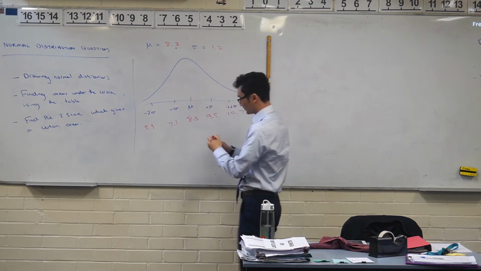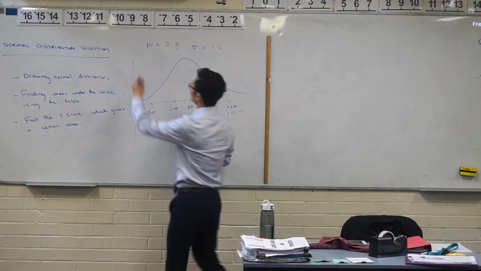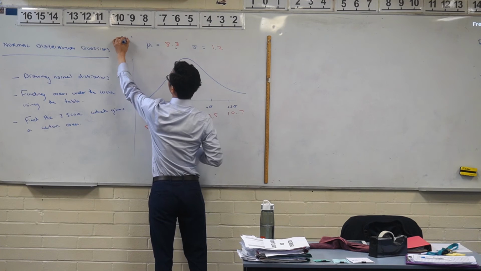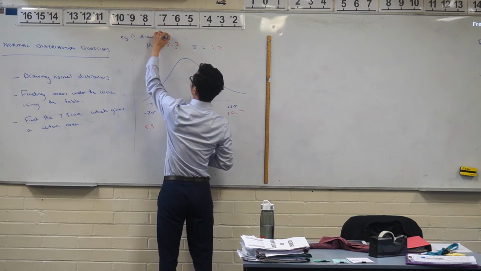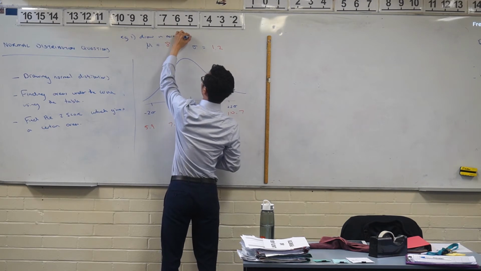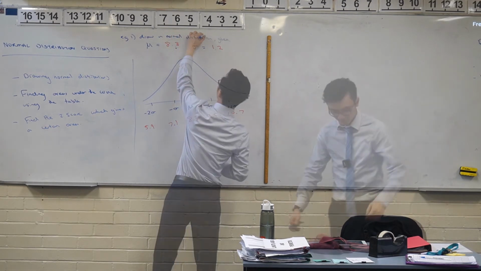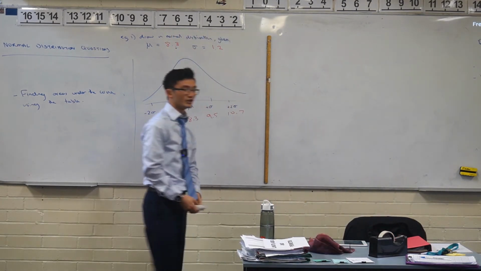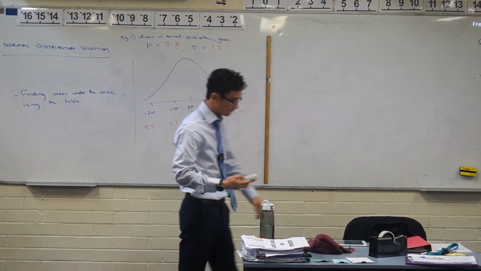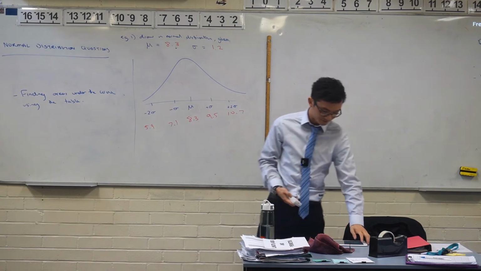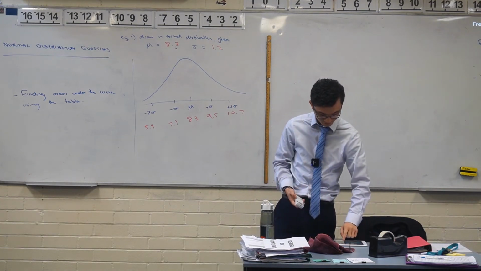That's about right. So the question for here, something like this would be, e.g., draw a normal distribution given this information. Now, I'm going to give you a sheet at the end of this lesson, which will show you the table that we're talking about. But the table, let me just give you an idea of what I'm talking about here.